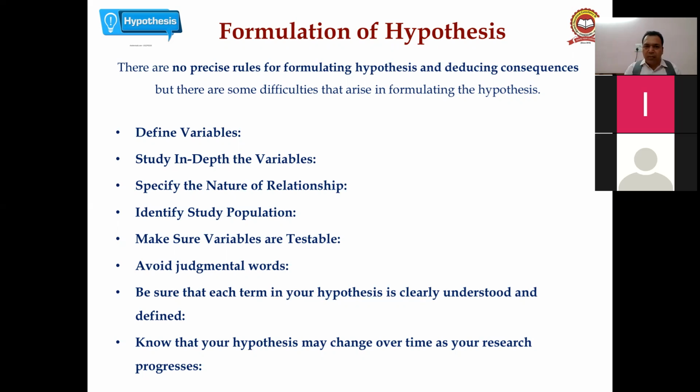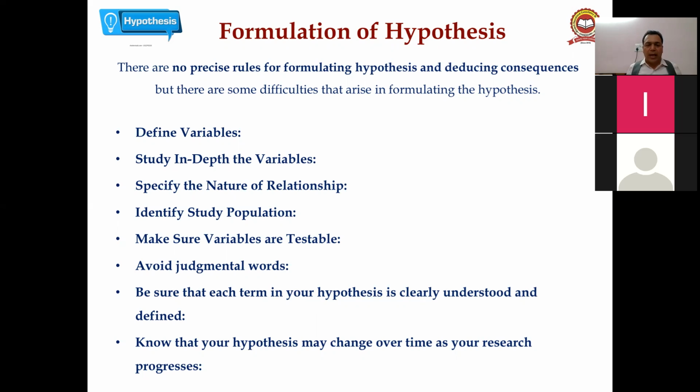The first step is identification of the problem. Second is review of related literature. Third is formulation of the hypothesis. Fourth is design and procedure. Fifth is interpretation of the result. Sixth is implications of the research topic, and seventh is the research report. So this is the third topic which we are going to discuss, how to formulate the hypothesis.